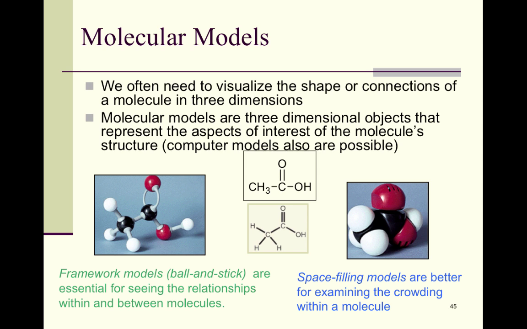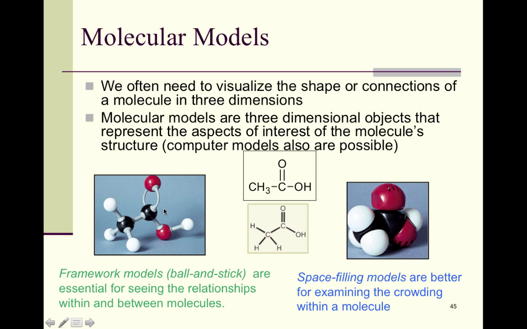We often need to visualize the shape or connections of a molecule in 3 dimensions, and that's what the model can do for us. Molecular models are 3-dimensional objects that represent the aspects of interest. Now, it's not going to be exact in necessarily the bond lengths and stuff like that, but it can still give us an idea. And there are also computer models, where they'll give you the model and you can rotate it in 3D and all sorts of neat stuff like that. So let me describe the different kinds of models and model kits.